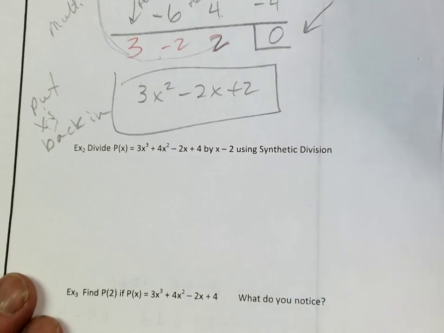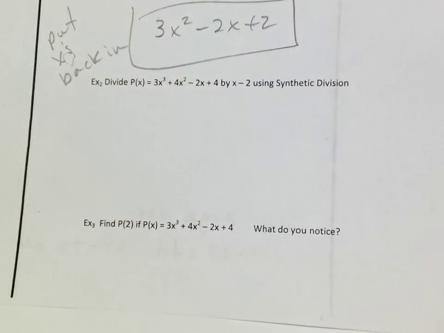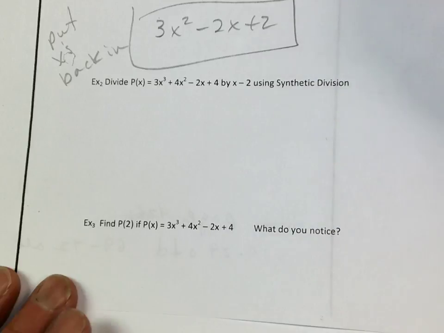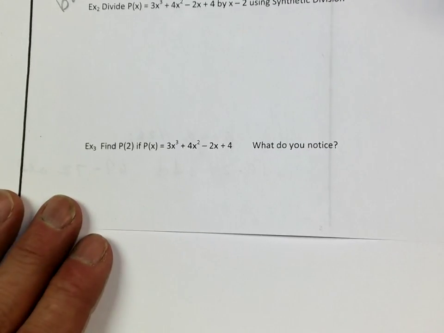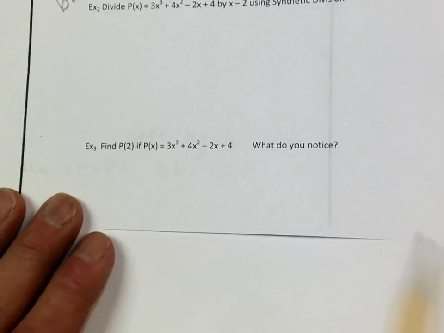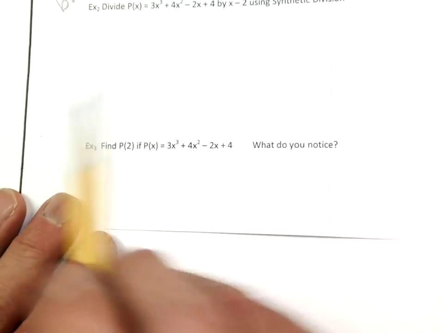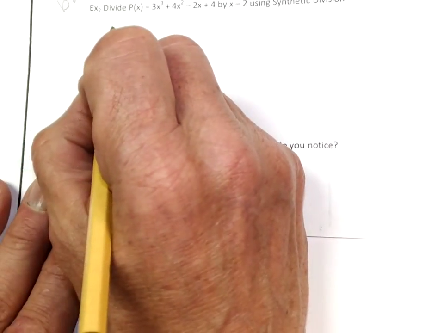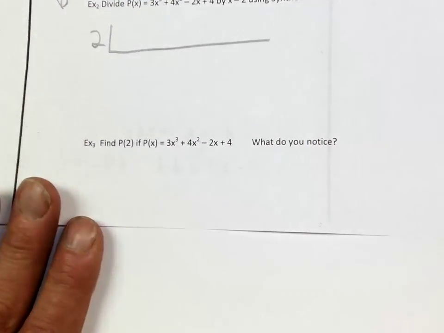Okay, same thing. You guys, give it a try. Set it up. Okay, same problem. This time I want you to try it, okay? Same problem, but it's got a different divisor, right? So let's put a positive 2 here. So my answer is going to be different, isn't it?